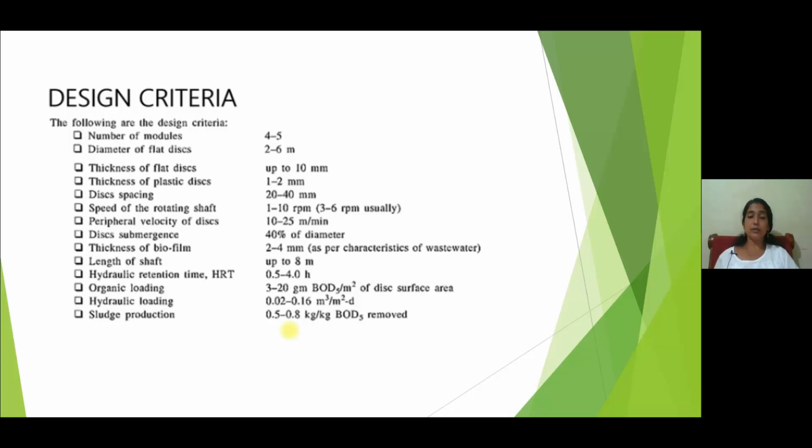Then the length of the shaft should be up to 8 meters. Then hydraulic retention time, HRT, should be 0.5 to 4 hours. Then organic loading rate 3 to 20 gram of BOD per meter square of disc surface area. Then hydraulic loading should be 0.02 to 0.16 meter cube per meter square per day, and sludge production is 0.5 to 0.8 kilogram per kilogram of BOD5 removed. This is the design criteria.